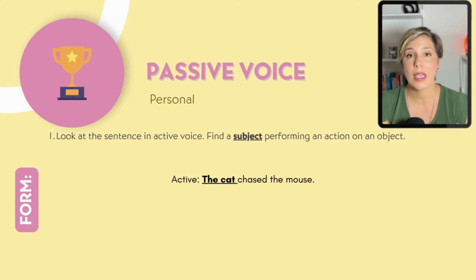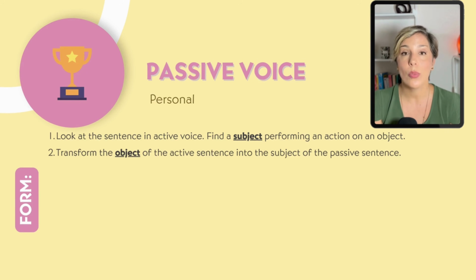First, you have to take the sentence in the active voice, the normal voice. Okay, for example, the cat chased the mouse, and you have to identify the subject. Okay, in this case, the subject is the cat. Okay, the person or the animal who does the action. Then number two, we need to find the object in the active voice.